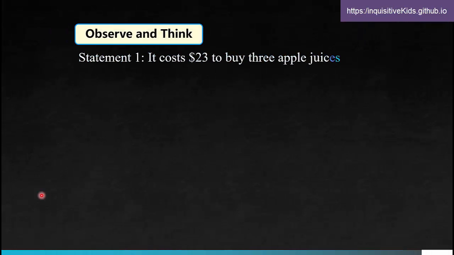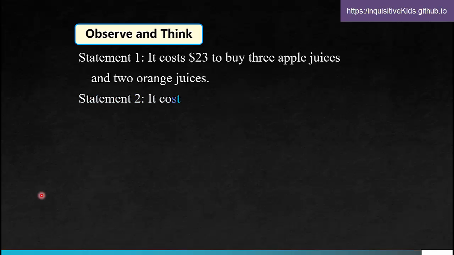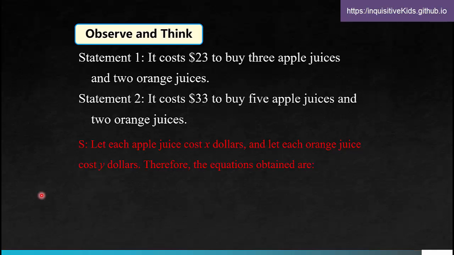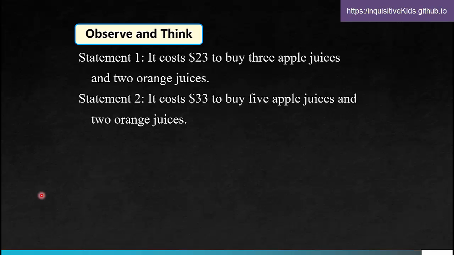So let's start with an observe and think. We know that it costs $23 to buy 3 apple juices and 2 orange juices. It costs $33 to buy 5 apple juices and 2 orange juices. So how much would 1 apple juice cost, and how much would 1 orange juice cost?